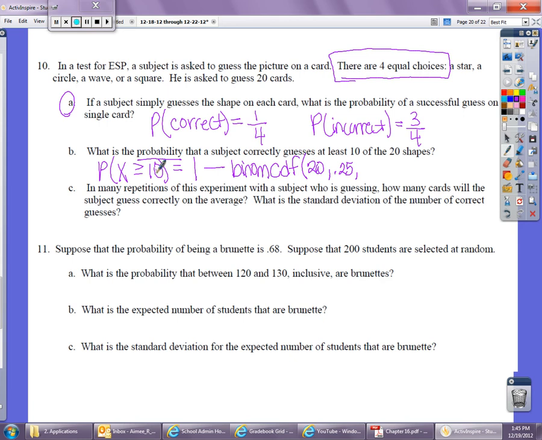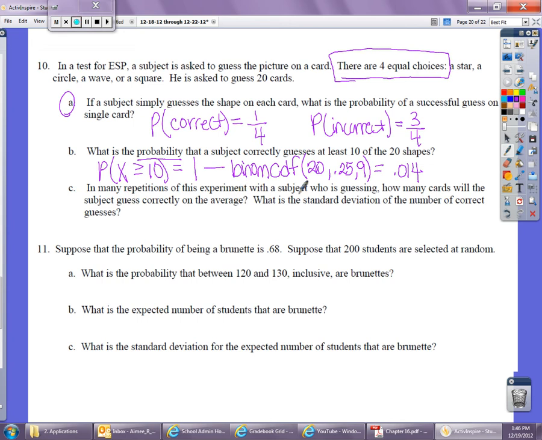Now, if I put a 10 here, that complement is going to undo the fact that I'm including the 10, because complement is opposite. So if I include 10, the opposite of including 10 is not including 10. But that's not what I want to do. I want to include it. So I'm actually going to do 1 less. I'm going to put a 9 there. So now I put that in my calculator, 1 minus binom CDF, and I get 0.014.